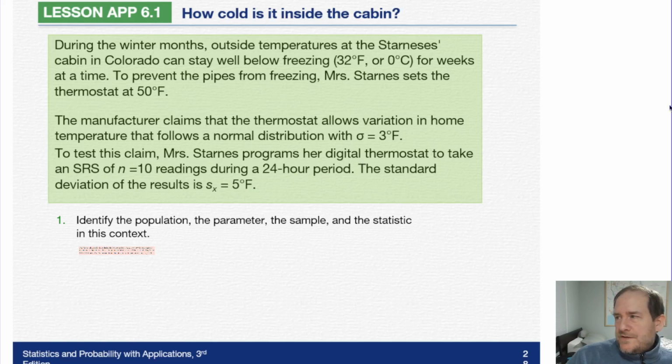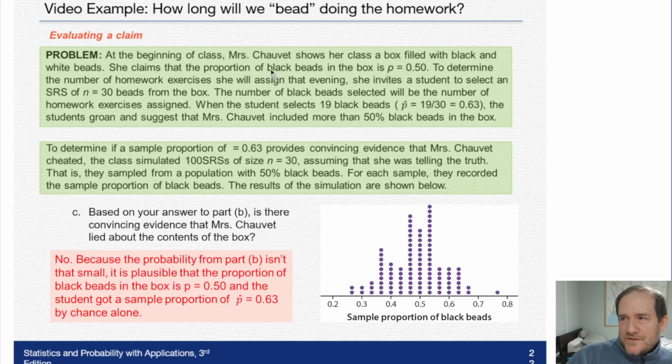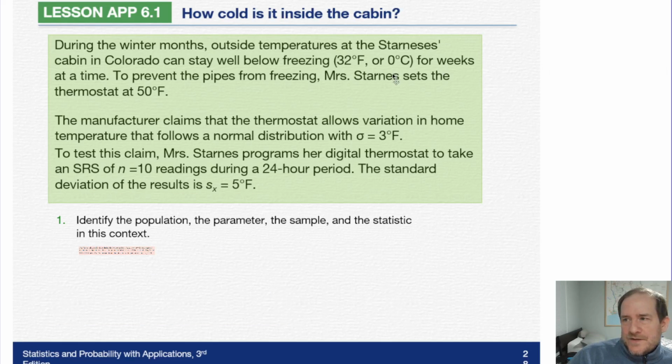So we've got kind of the same thing we just saw with Mrs. Chauvet's class. She said that she had 50%, then they did a random sample, and you would have thought that you would have gotten about 15 beads, but instead they got 19. 19 is bigger than 15, so they wondered, maybe the population parameter isn't really 50%. Maybe it's more like 60%, and that's why my sample is up around 60%. The Starneses are now thinking the same thing.